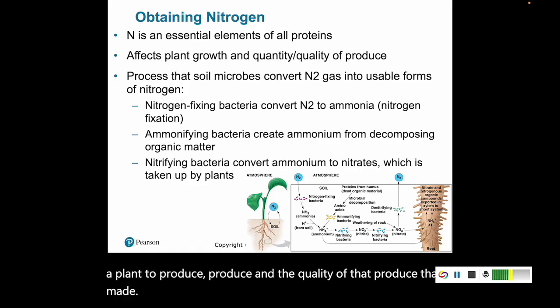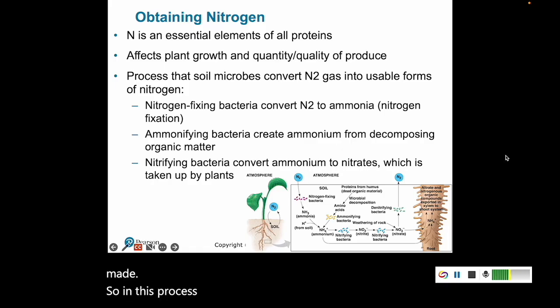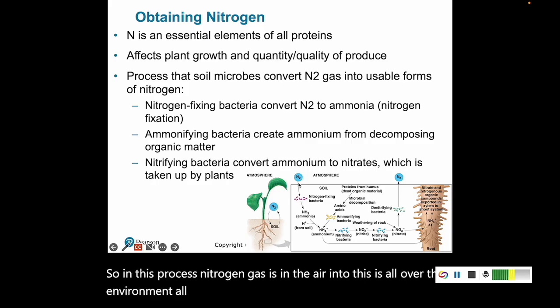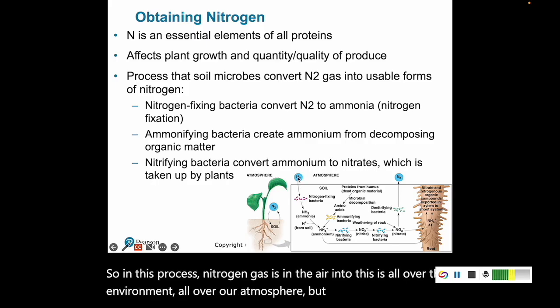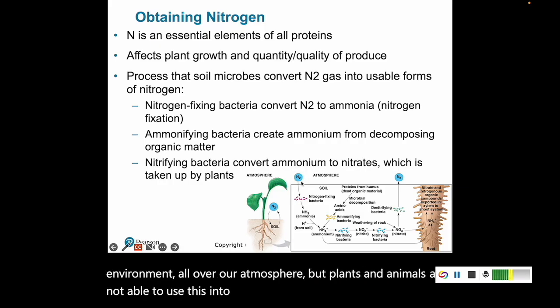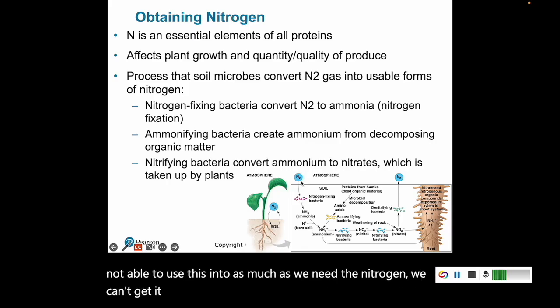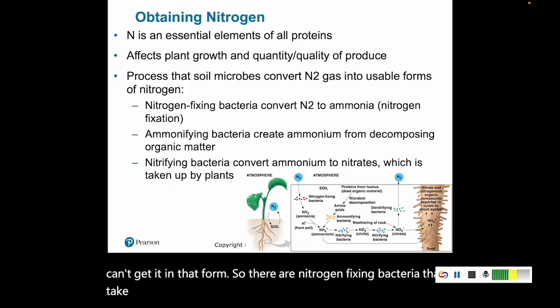So in this process, nitrogen gas is in the air, N2. This is all over the environment, all over our atmosphere, but plants and animals are not able to use this N2. As much as we need the nitrogen, we can't get it in that form. So there are nitrogen-fixing bacteria that take that in and convert it to ammonia.